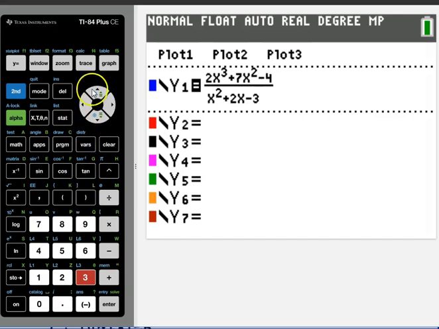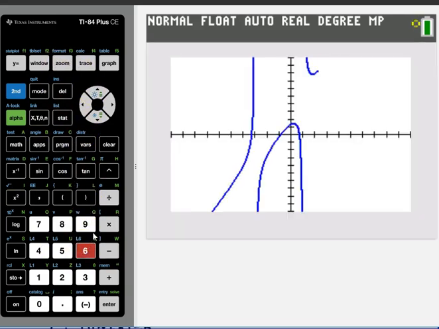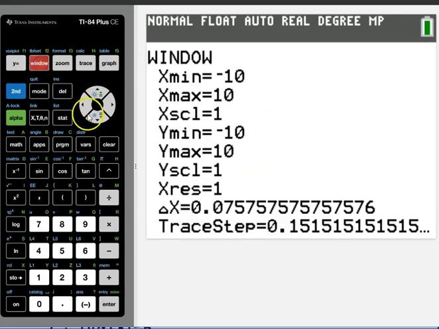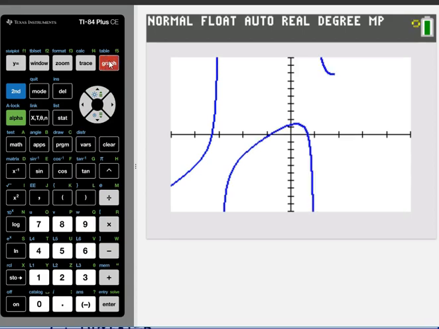All right, now that that's in there, we can look at a graph. So let's start out with a zoom 6, just to get a sense of where the graph is. Okay, I think we can tighten it up a little bit in the horizontal direction. So let's do that. Maybe just negative 5 to 5. Let's see what that does for us. Okay, that gives us a pretty good sense of the graph there.